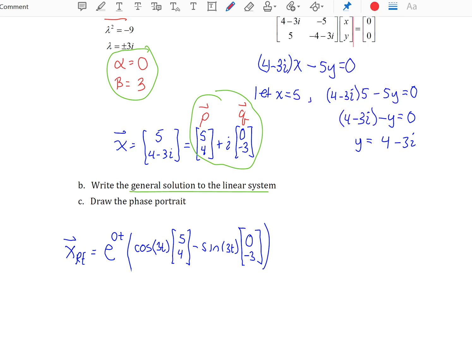and I would like to simplify this by multiplying these trig functions into your vectors and then adding your two vectors together. Also notice that e to the 0t is just 1, so this vector is going to look like five cosine of 3t as your first component. The second component is going to be 4 cosine of 3t plus 3 sine of 3t.